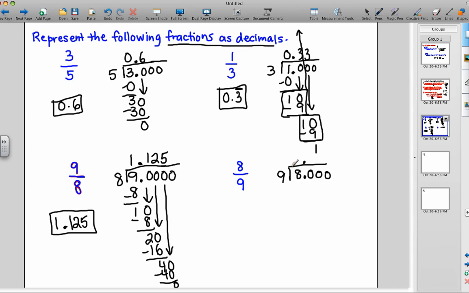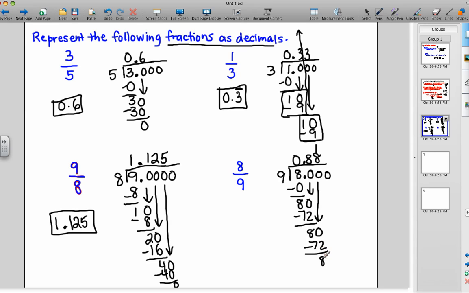Alright, and this last one, 9 goes into 8, 0 times. 0 times 9, 0. 8 subtract 0, 8. Pull down the 0. 9 goes into 80, 8 times. 8 times 9, 72. 80 subtract 72, 8. No repeating pattern yet. Keep on pulling down. 9 goes into 80, 8 times. 8 times 9, 72. 80 subtract 72, 8.